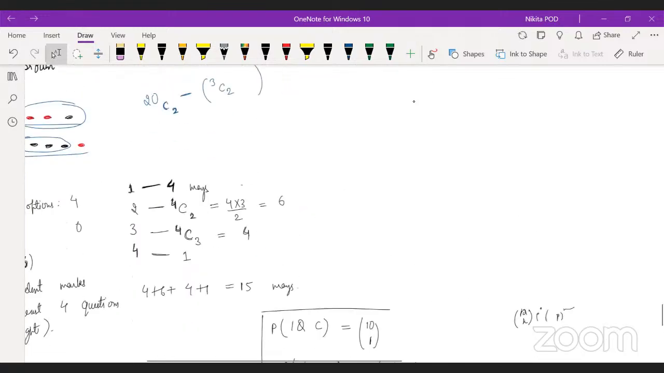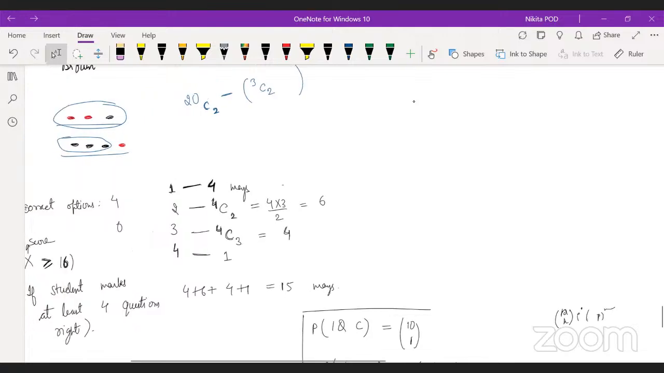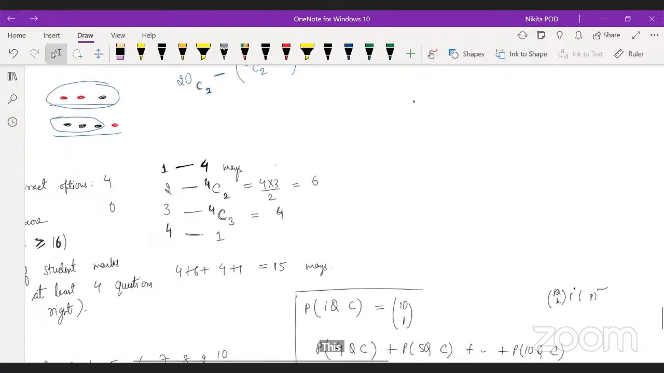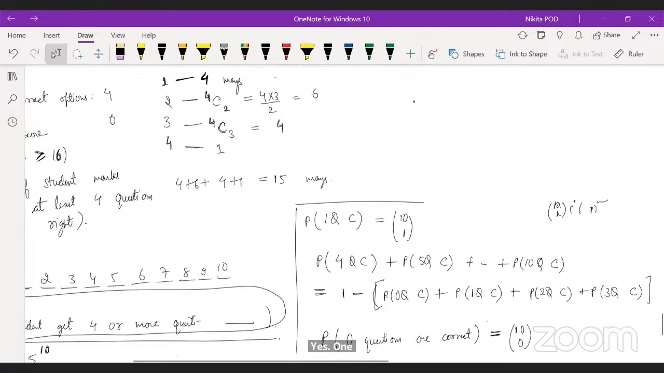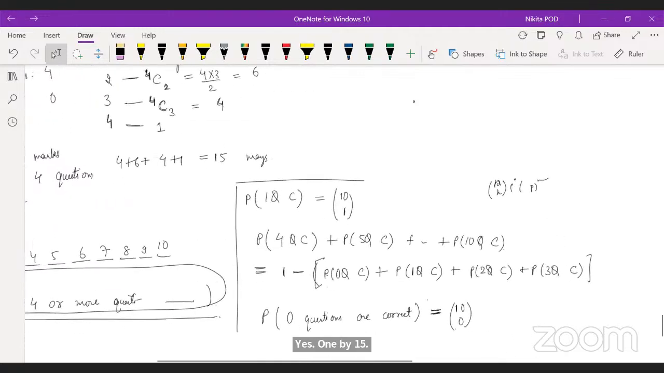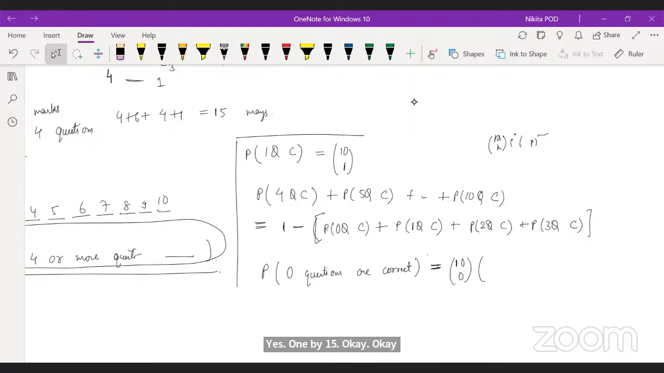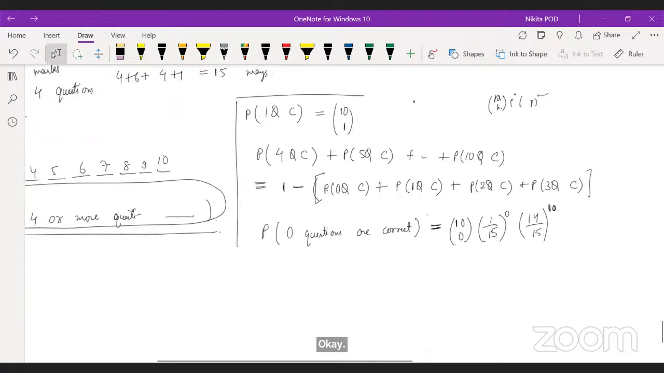What's the probability of correctness? It is 1 by 15 to the power 0. It's 14 by 15 to the power 10. I think this should work. Okay.